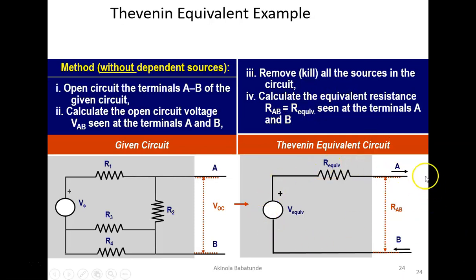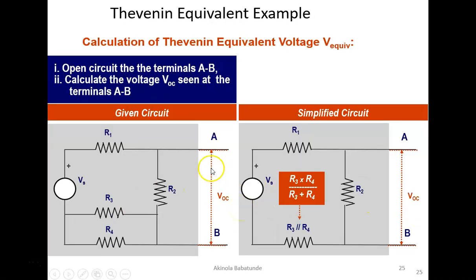Eventually, this is where you're going to arrive. Once you carry out all these four processes, you're going to arrive at this circuit. So let's begin from the beginning. Once you open this terminal, you can see that R3 and R4 are in parallel. If R3 and R4 are in parallel, you treat them like that, and that becomes R3 multiplied by R4 divided by R3 plus R4. That gives us the equivalent for this circuit, and that's exactly what we have here: R3 parallel R4.